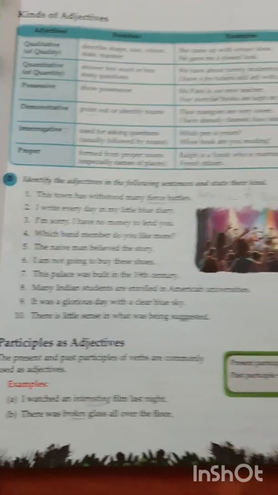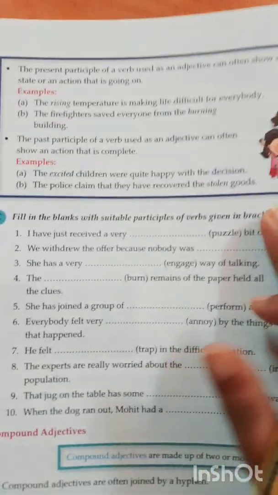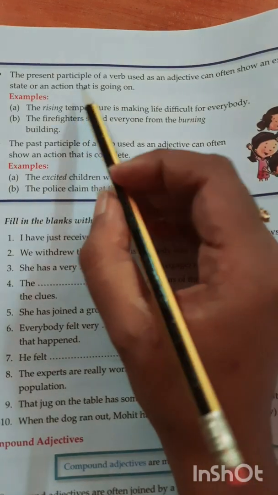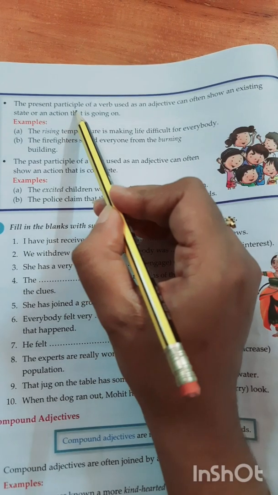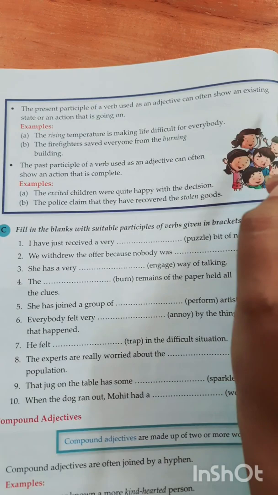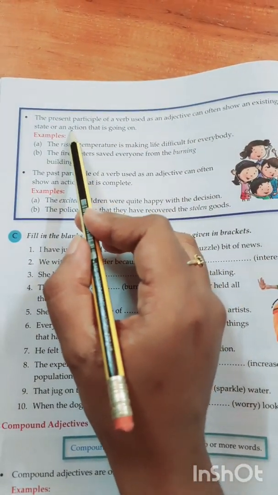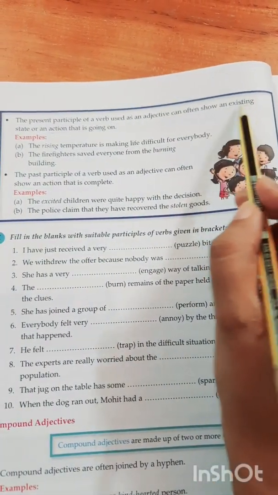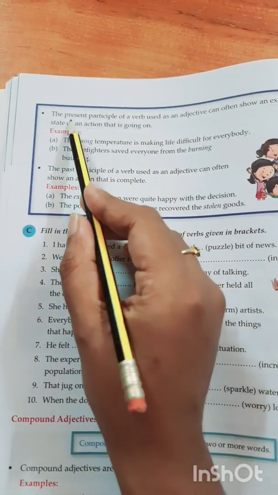Okay, children, and now turn to the next page. Yes, page number 20. And here, let's see where you should use present participle and where you should use past participle. Present participle of a verb used as an adjective can often show an existing state or an action that is going on. If it's a continuous action, or you're talking about the existing state of a particular noun, you should use present participle.